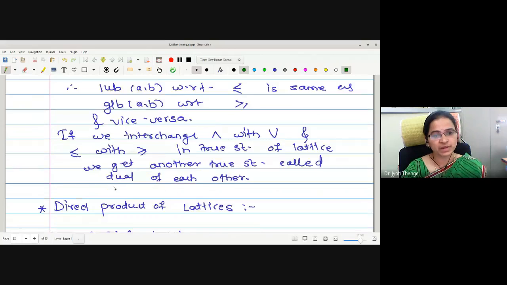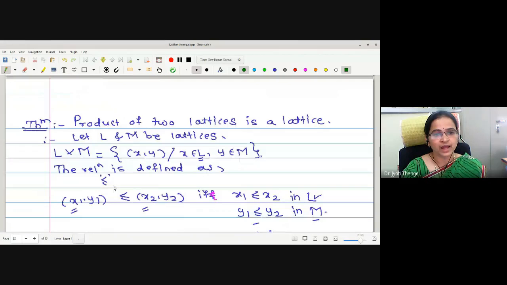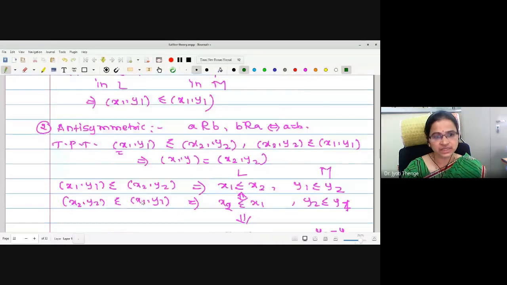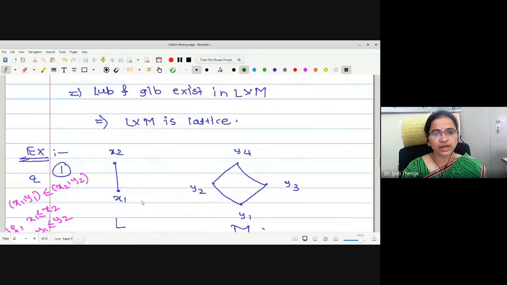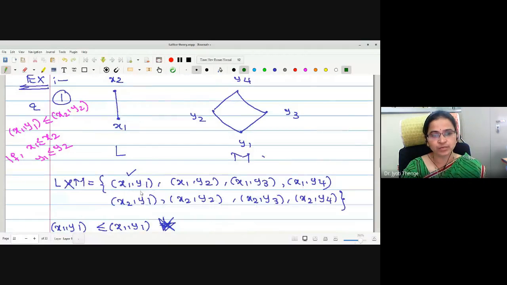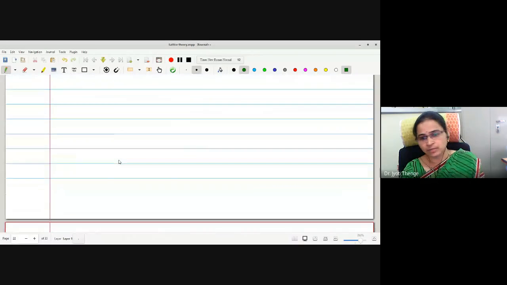Also, we have seen the principle of duality concept, then product of lattices, and by a theorem we have proved that the product of two lattices is a lattice. Also, we have seen examples of how to draw the Hasse diagram of the product of lattices. Okay, now let us come to today's lecture.